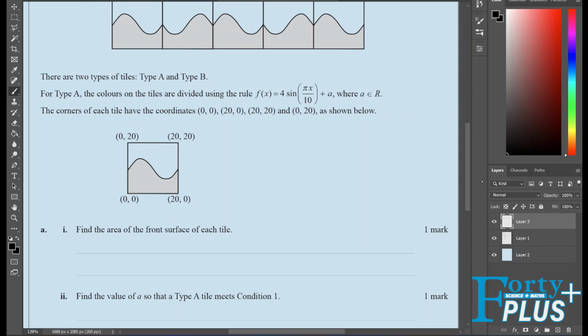So the area of the front surface is simply just going to be the area of the square that encapsulates the tile. So that's 20 times 20, area equals 20 times 20, which is 400 centimeters squared.